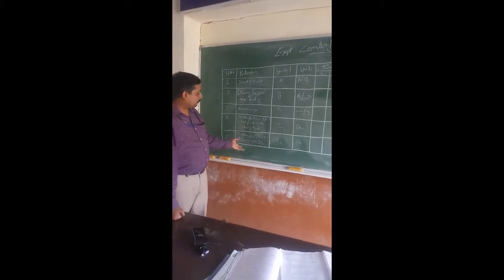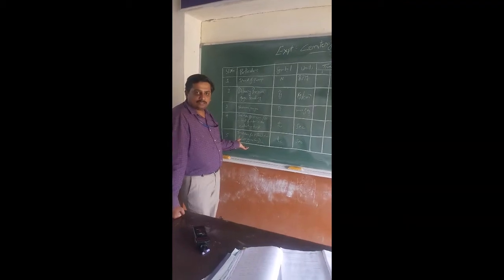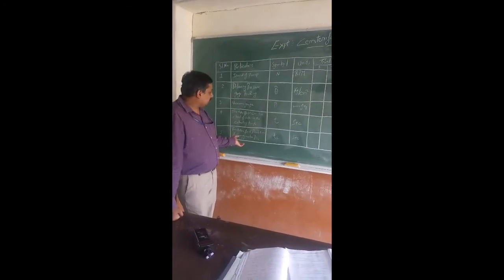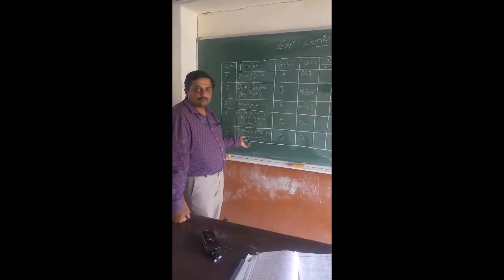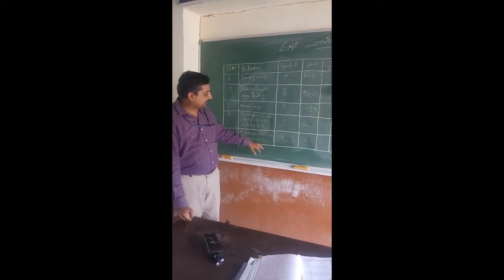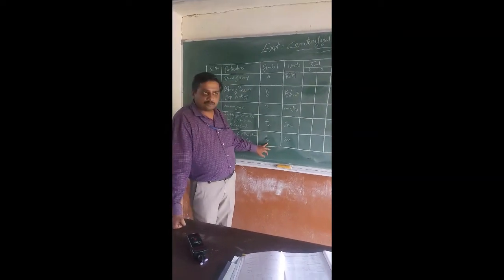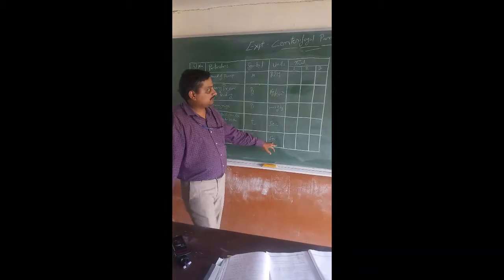Again you need to find out from the energy meter itself. In that disk, for 5 revolutions, how much time it is taking, you need to find that also in terms of seconds.